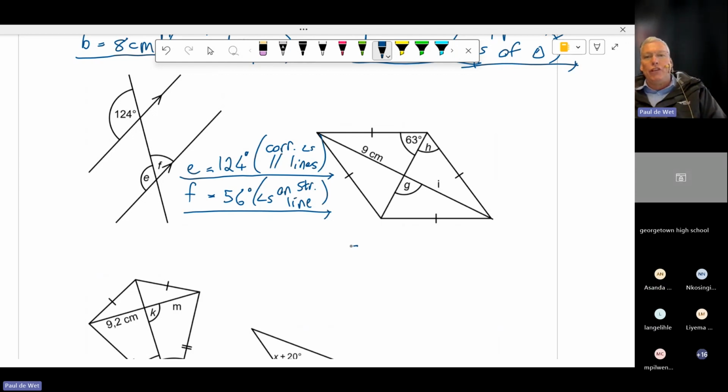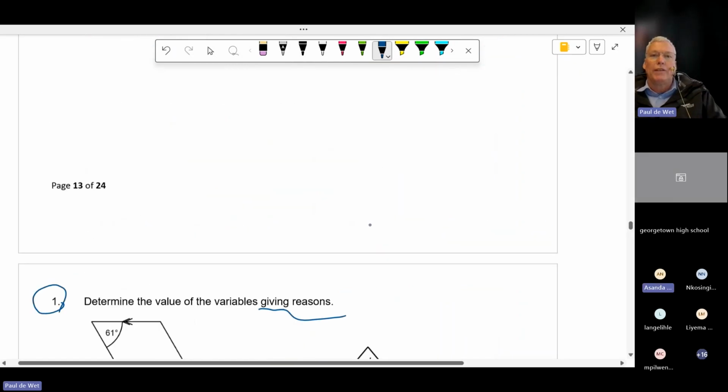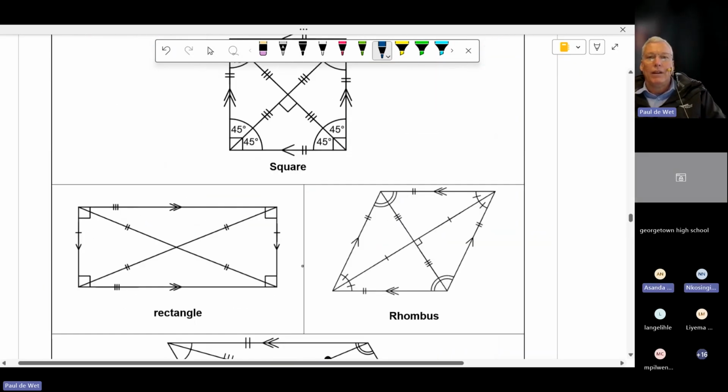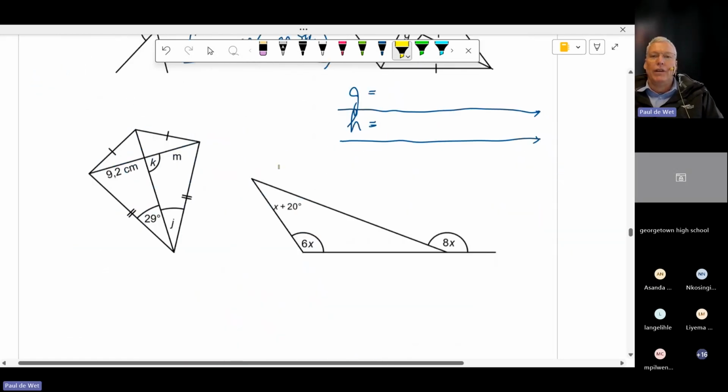Who can tell me what G is? And what is H? Just give me a reason. G is half. What do we know about the diagonals of a rhombus? You might want to go and look at the picture here. Diagonals bisect each other. There are two things about the diagonals of a rhombus: they bisect at 90 degrees, but also they bisect the angles.